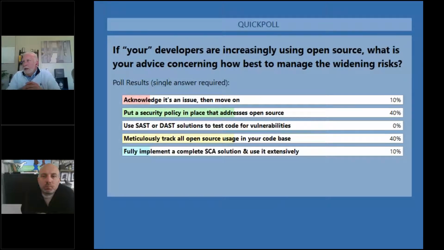And it looks like number 2 is pretty high on the list, right? Which is put a security policy in place. That's a great place to start. Love it when the audience answers with that. And then meticulously track all open source in your code base, which would be number 4. And it looks like organizations are getting there and fully implementing an SCA solution in the future as well.